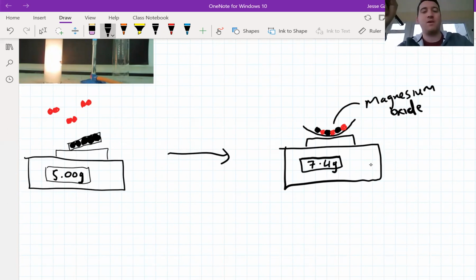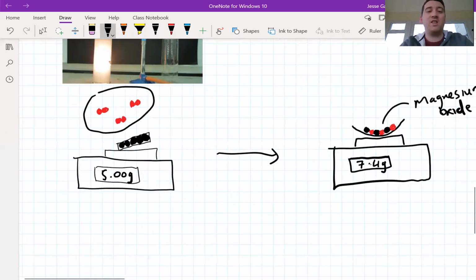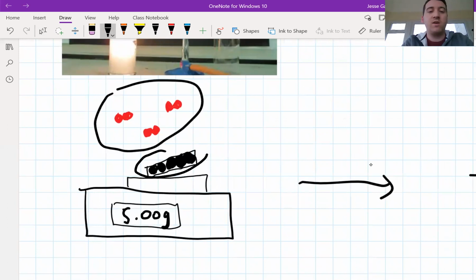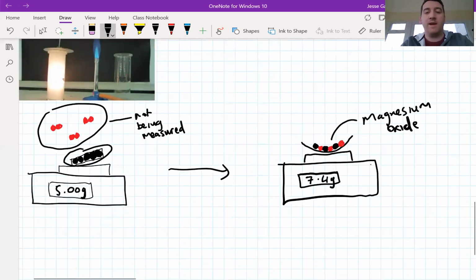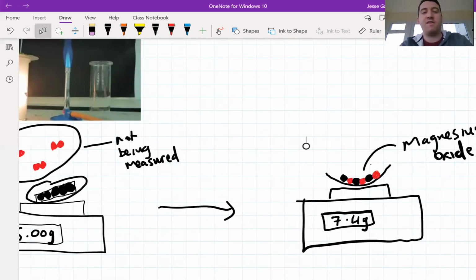Now again, why has that happened? Well, now the oxygen atoms over here that weren't being measured, they are being measured because they're part of the product, the solid product, which is being measured. So again, this might look like the law of conservation of mass has been broken, when in fact it's not. It's just that in the reactants before, we were only measuring the mass of one of the reactants. The other one was not being measured. But in the product, it is being measured. So it looks like the mass has gone up when in fact it hasn't.